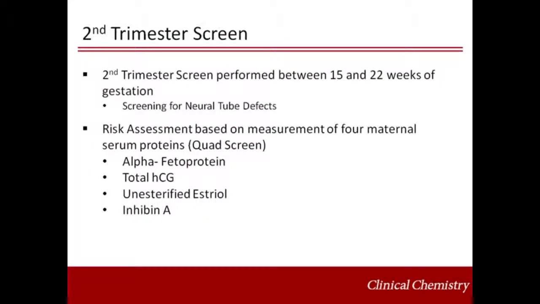Another option, the second trimester screen, commonly known as the quad screen, is a combination of 4 maternal serum markers: alpha-fetoprotein, total HCG, unesterified estriol, and inhibin A. This screen is performed between 15 and 22 weeks of gestation and is designed to screen for both the chromosomal aneuploidies and neural tube defects.